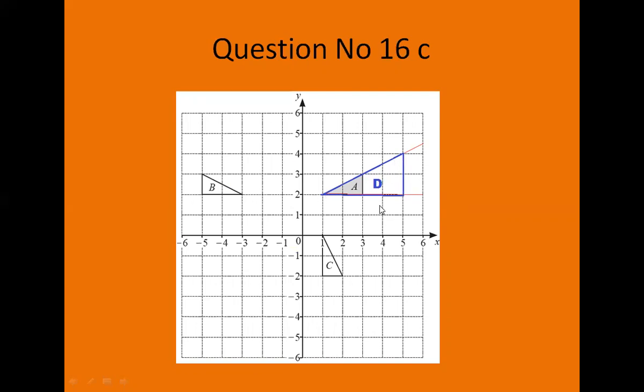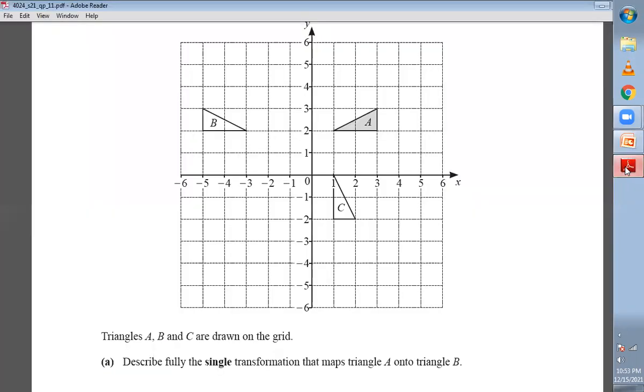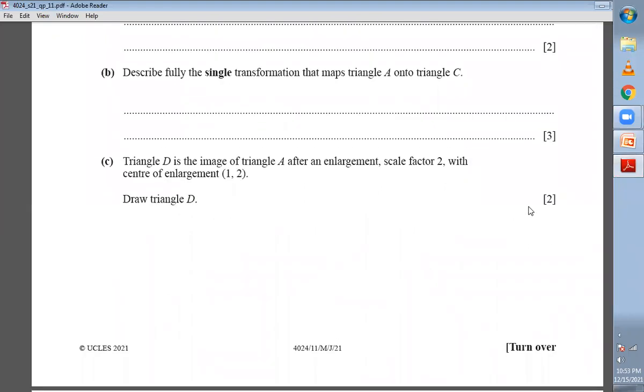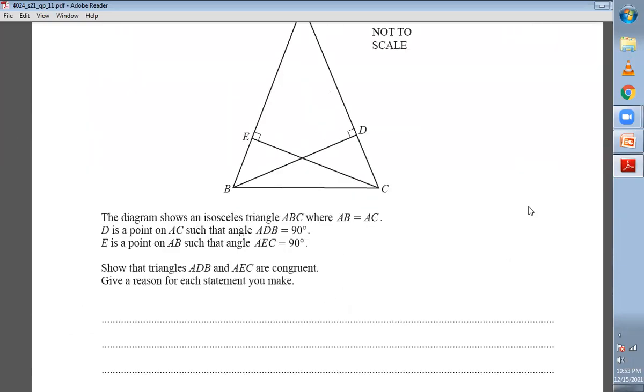So this is how you do the enlargement. If you have your hard copy of the paper, then it's very simple. Use set squares, scales, pencil, and do this actually, and you will be able to understand. Just follow my instruction. Just carefully listen what instructions I'm giving you, and you will be able to do that. So that was the C part. It was a 2-mark question, and we have drawn, and you can note down the coordinates of the image also.